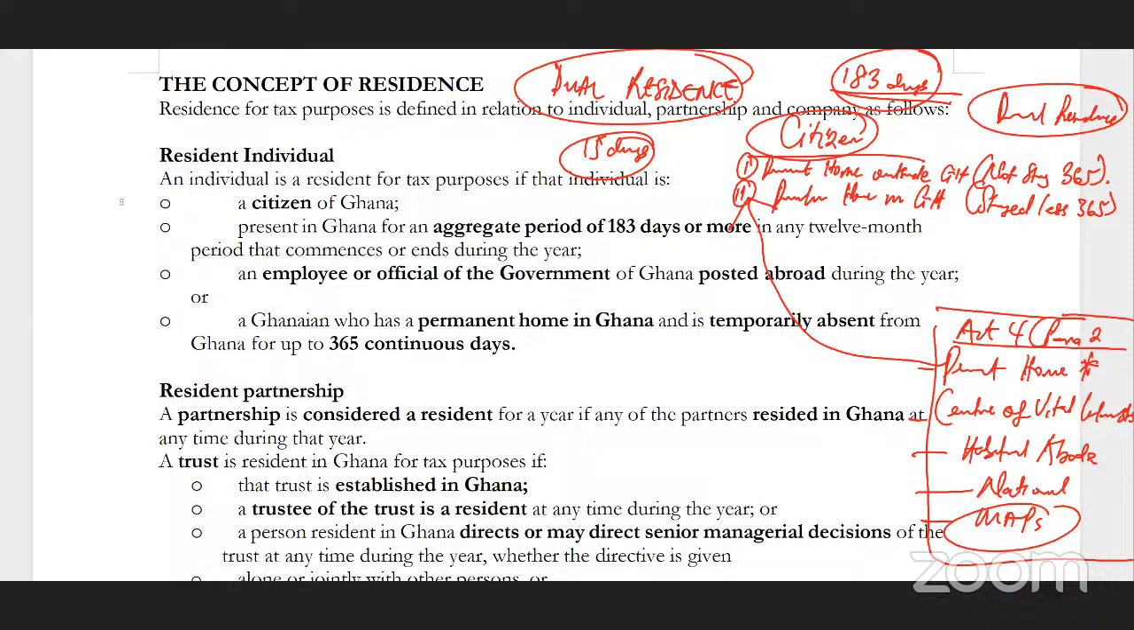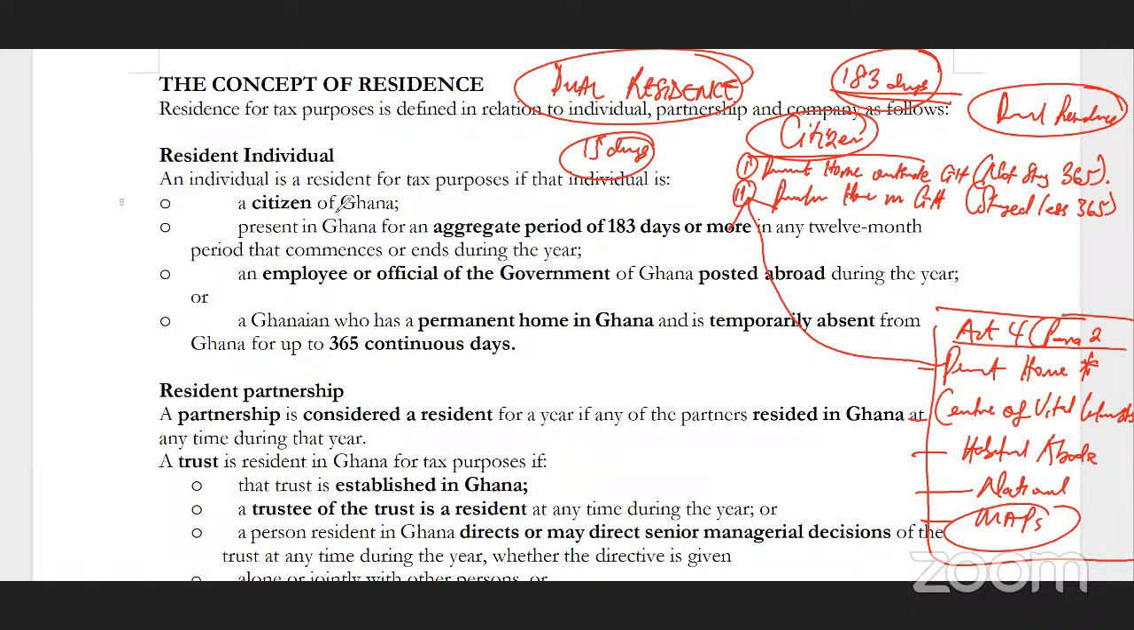This is when we cannot determine where he's resident. But did we get the citizen of Ghana classification? Did we get it? So if I'm a citizen and I stay 1 day in Ghana, am I resident or not? You are still a resident. I'm still resident. Thank you.